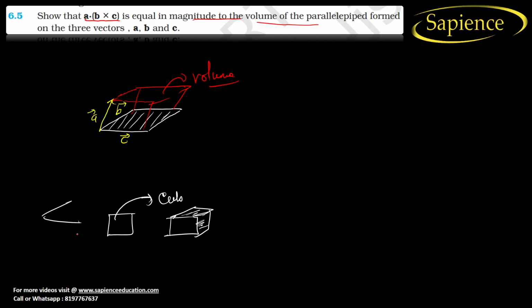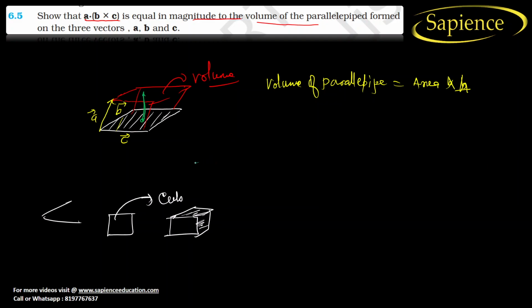So how will you be able to find the volume? The volume of the parallelepiped is equal to the area of the parallelogram formed by B and C, that is B cross C, times the height. We don't know the height, so we should consider there is a height like this, the height of the parallelogram.